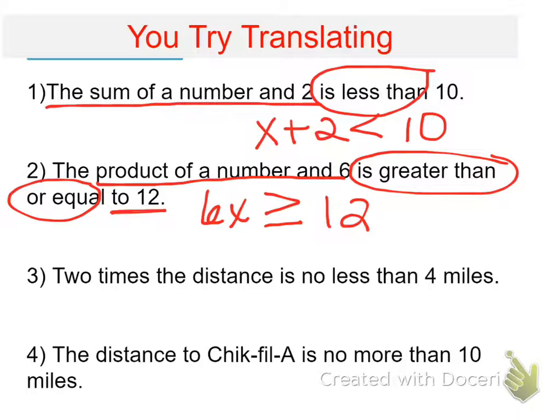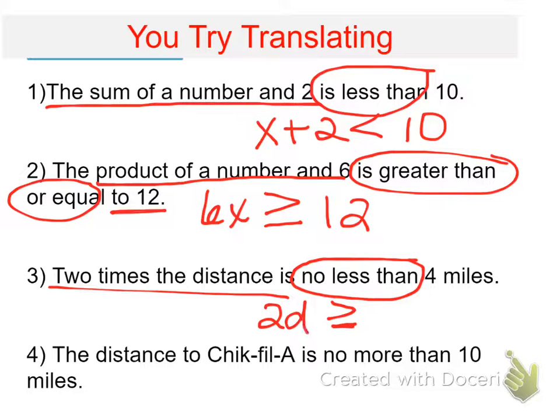Okay, next one, number 3. 2 times the distance is no less than 4 miles. What are the key words there that tell us we have an inequality? McKinley? No less than. Yeah, no less than. So remember, that's not less than. So that means it's greater than, or it could also be equal to. So we've got to do a greater than or equal to. So 2 times the distance, that's 2d, is greater than or equal to 4 miles. Do you see it's the same as what we've been doing? We're just adding in that one piece where we have to put in our inequality.